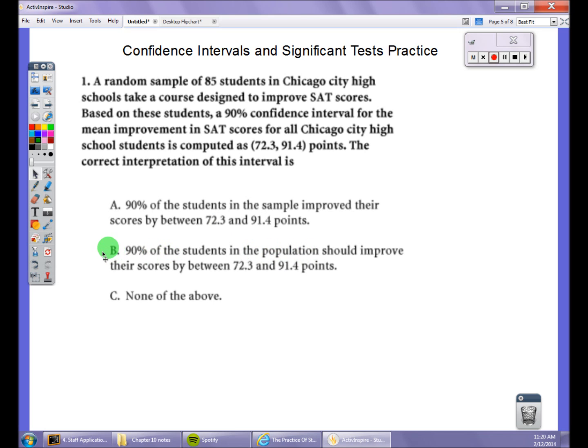Well, confidence intervals have nothing to do with probability in terms of the probability of your result being within a certain range. I'm going to have to say the answer is C. The correct answer is that you are 90% confident that the mean improvement is from 72.3 to 91.4. That a degree of confidence is given in 90%, not a probability.